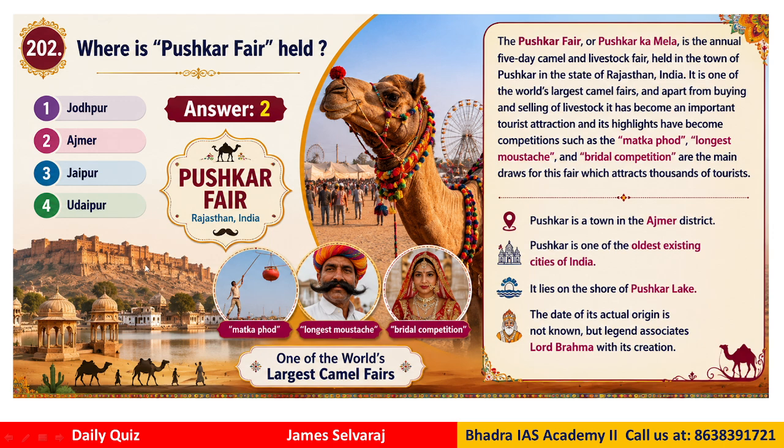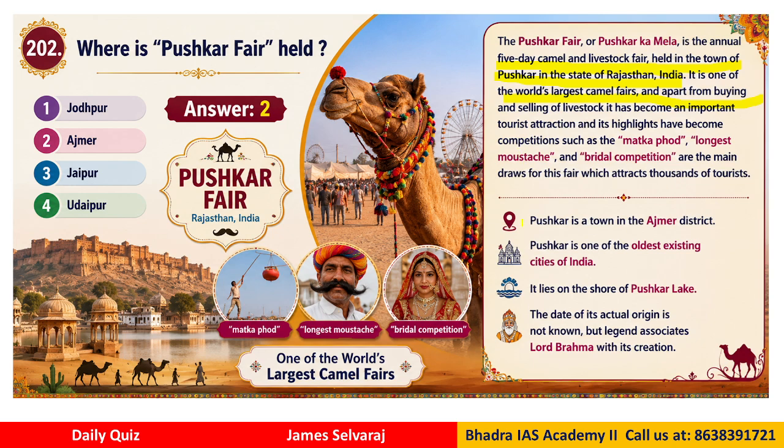Question number 202. Where is the Pushkar fair held regularly? So if you look at the explanation first, the Pushkar fair or the Pushkar Mela is the annual 5-day camel and livestock fair held in the town of Pushkar, that is in the state of Rajasthan, India, right? So it is one of the world's largest camel fairs. Apart from buying and selling livestock, it has become an important tourist attraction also, right?